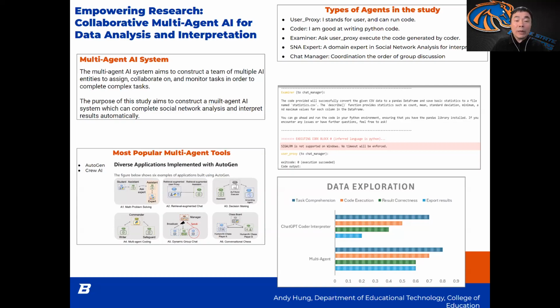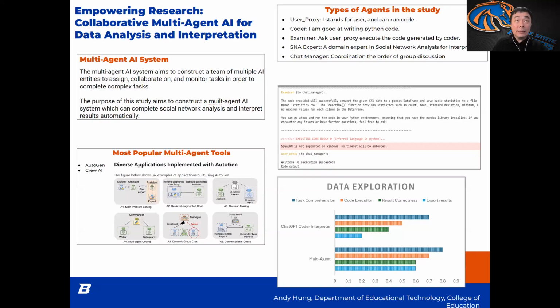The coder is the programmer in the team. It is in charge of generating codes based on the user's needs. And the examiner is another checking point. Its role is to ensure that the user proxy will execute the code and check the results. And we also have the SNA expert. It's a domain expert in social network analysis. It contributes domain knowledge in SNA during the group discussion process. And finally, the chat manager is in charge of coordinating the group discussion process.